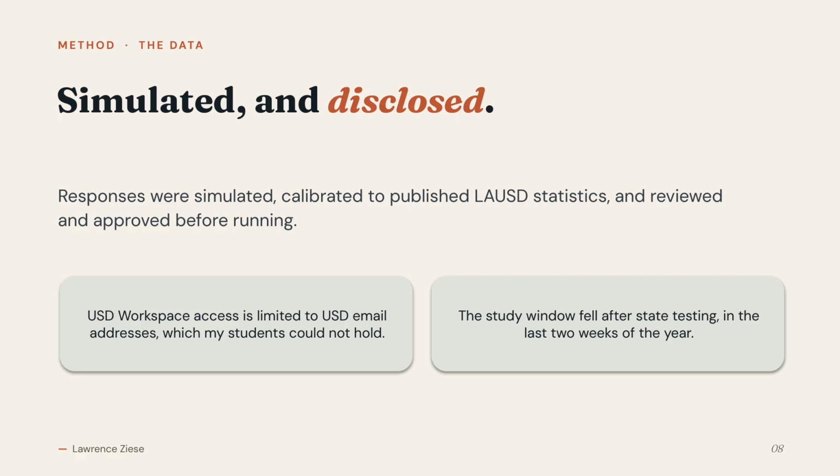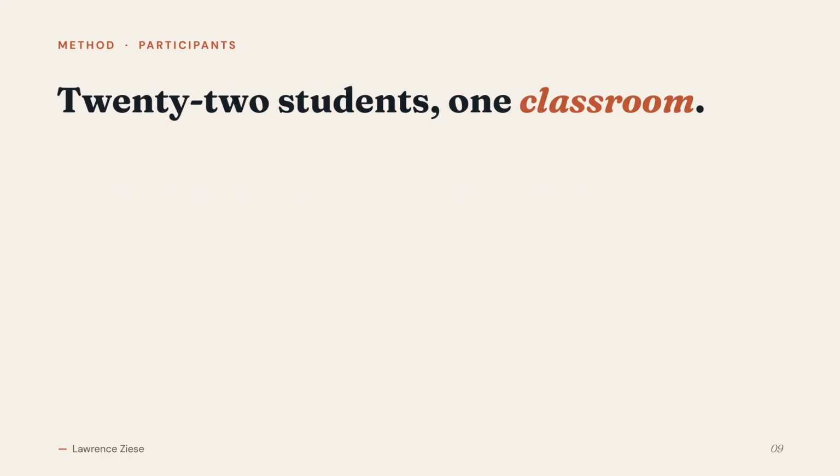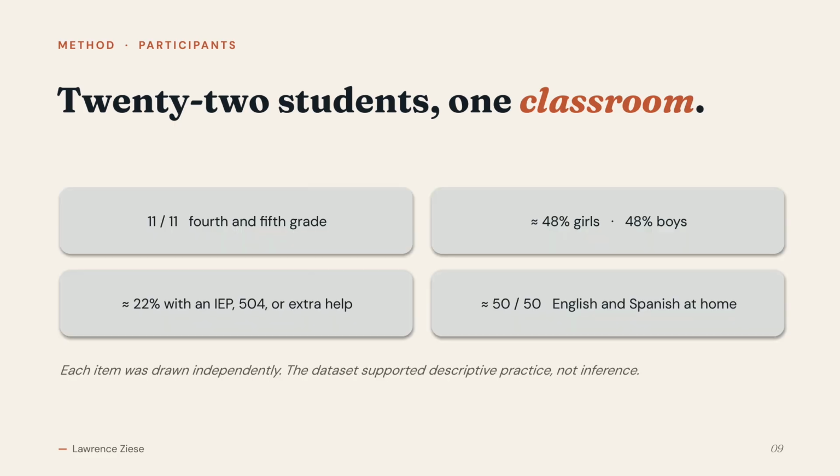After state testing, when a research survey would have put data collection ahead of student well-being. The simulation was reviewed and approved before I ran it. The simulated pool was 22 students, one combined classroom with distributions matched to LAUSD figures, half 4th grade, half 5th, gender roughly balanced. About a fifth of the students carried an IEP, a 504, or some form of extra help.